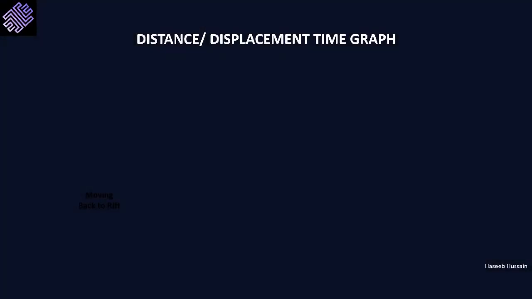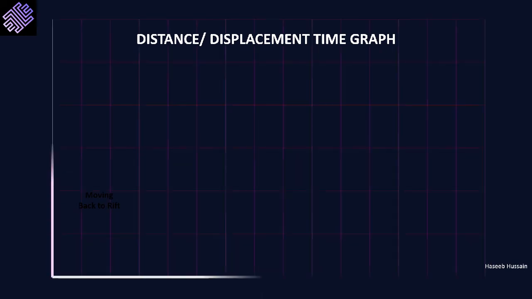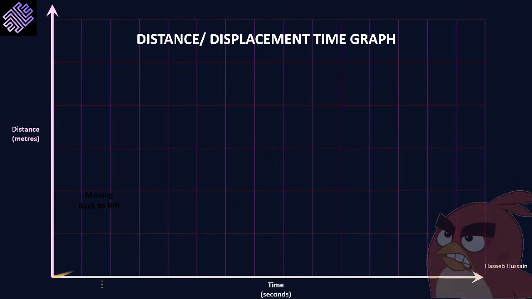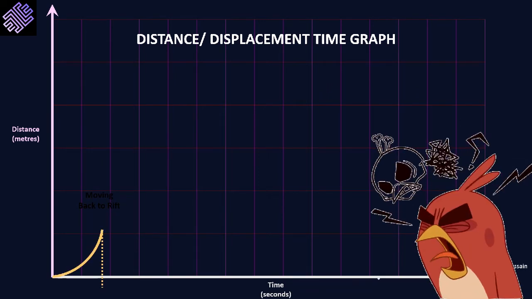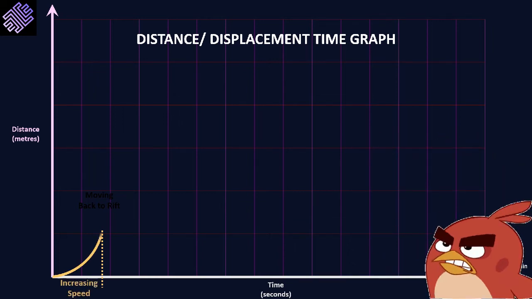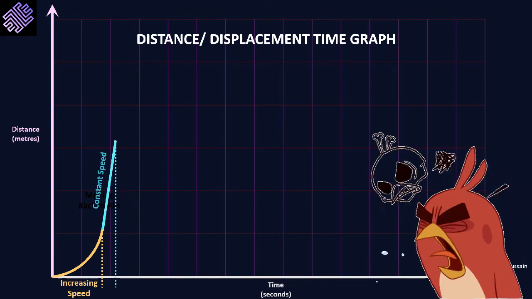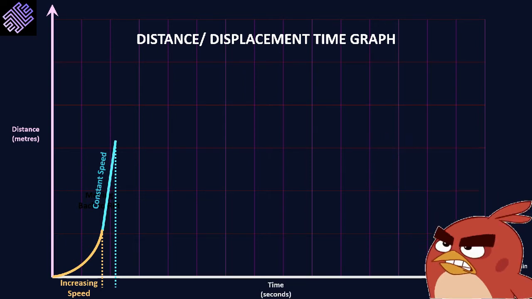Now let's assess the likely shape of distance time graph for the bird. On the x-axis we have time and on the y-axis we have displacement. As the bird was launched, it accelerates and its speed increases, meaning gradient is non-constant, and we get a line curved upwards. Now, when it moves at constant speed, its gradient is also constant. We get a straight line.